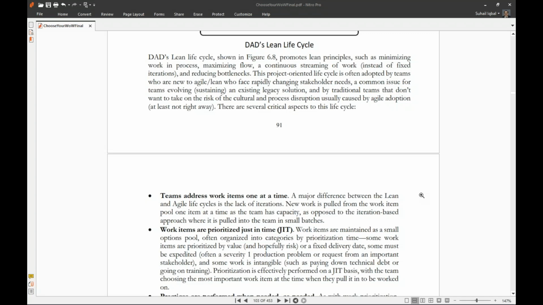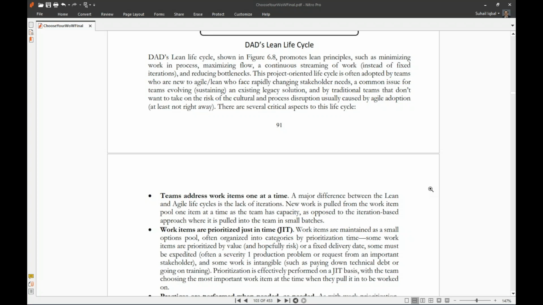Today we are starting off with the seventh day of this second book narration. This second book is Choose Your WoW, a disciplined agile delivery handbook by Scott W. Ambler and Mark Lyons. On the sixth day, we started with chapter 5 and finished it. And then we started chapter 6, choosing the right life cycle, and we are continuing on with it. The very last topic we were going through was DAD's lean life cycle, and I would read out a little from the previous portion.